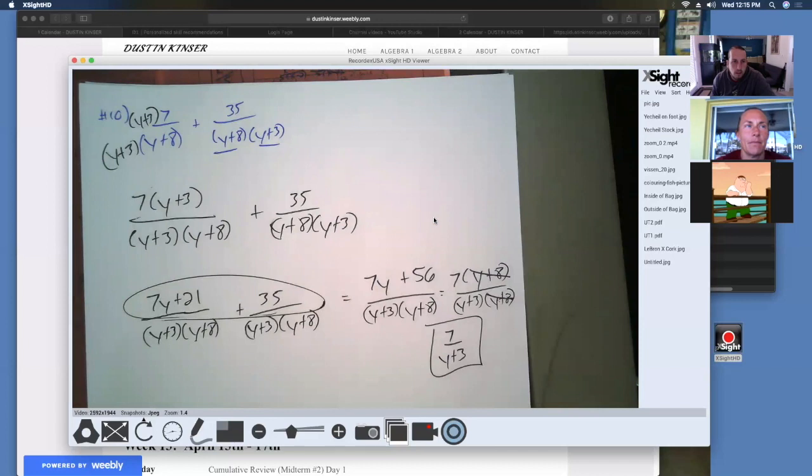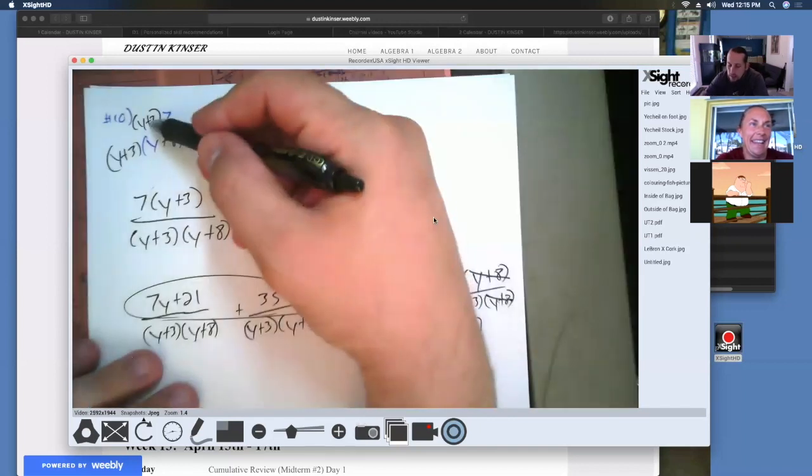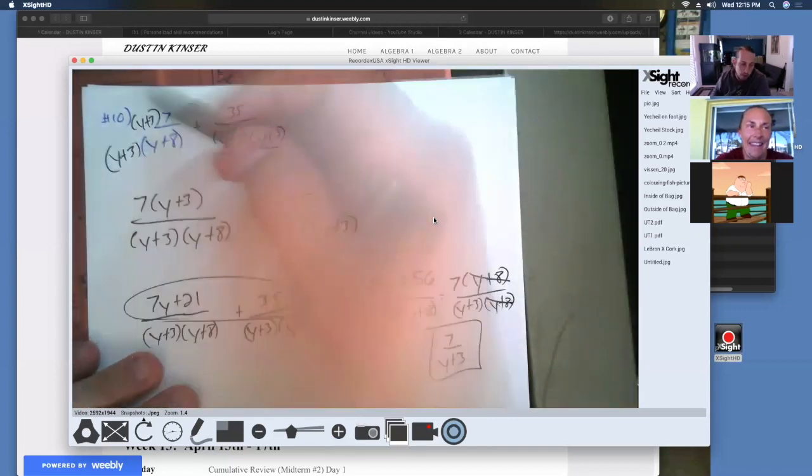Oh yeah, you need to multiply both sides by y plus 3. So, okay. See, so this is kind of like the next level of things where we start multiplying by binomials.